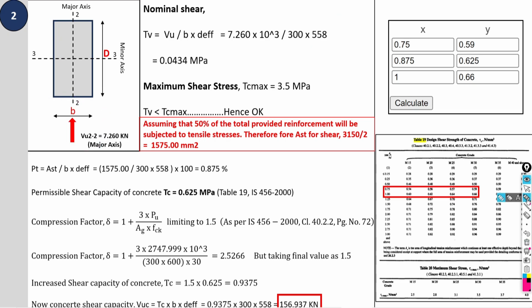Okay, so see, under this direction the resisting depth available is this much. So total shear Vu is 7.26 into 10 raised to 3, divided by overall width as 300, and effective depth we have to consider as 558. After doing this calculation, nominal shear we are getting 0.0434.